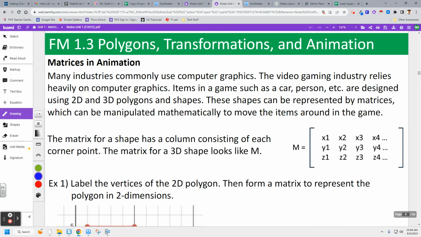1.3 is polygons, transformations, and animation. We're looking at the way matrices can be used in animations and stuff. Many industries use computer graphics. The video gaming industry relies heavily on computer graphics.